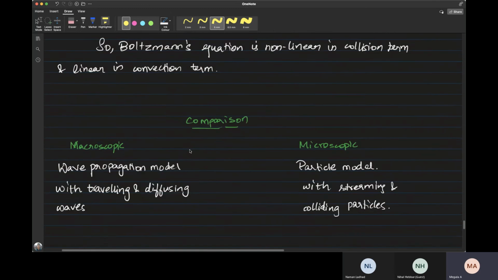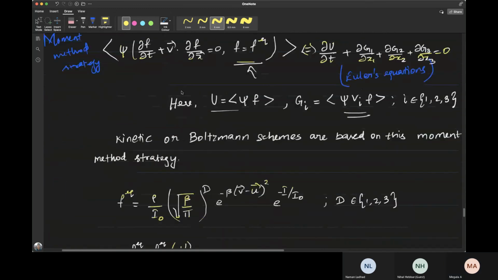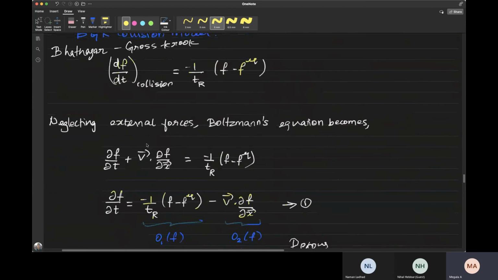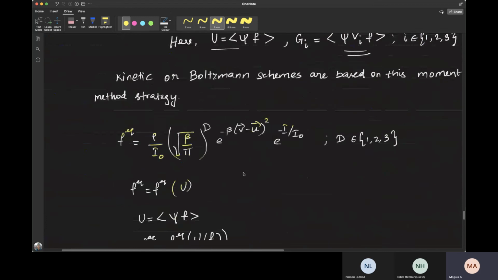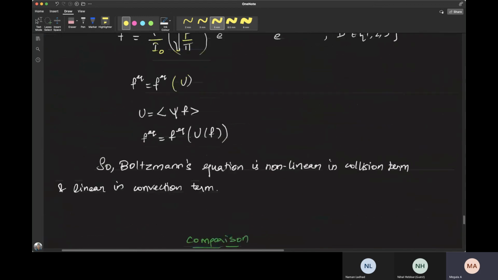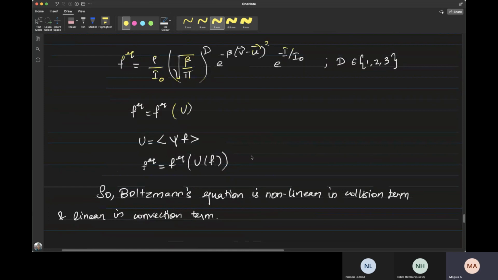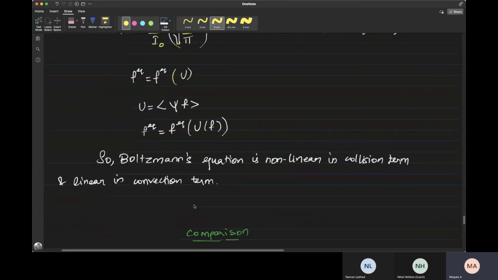So in Boltzmann's equation, this was our left-hand side. This part is linear in F, and this is also linear in F. This term is also linear in F, whereas this term is non-linear in F, because this is a function of u and u is a function of F. We do not know whether that function is going to be linear or non-linear. In general, we can consider it to be non-linear. So Boltzmann's equation is non-linear in the collision term and linear in the convection term, unlike the Navier-Stokes equation, which is non-linear in the convection term itself. So Boltzmann's equation is comparatively easy to solve than the Navier-Stokes equations.